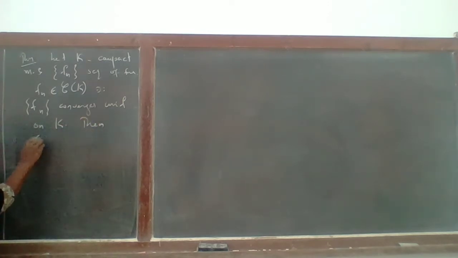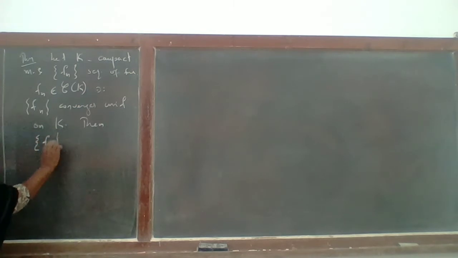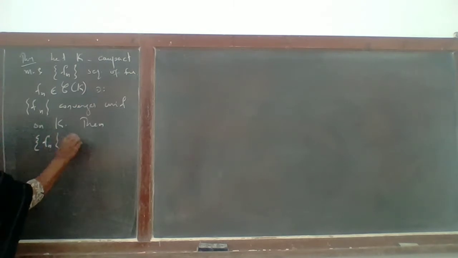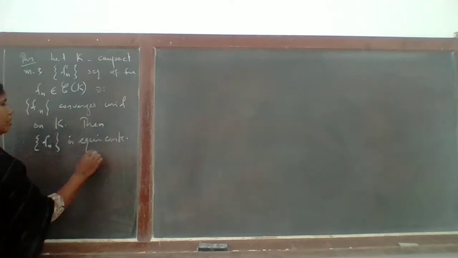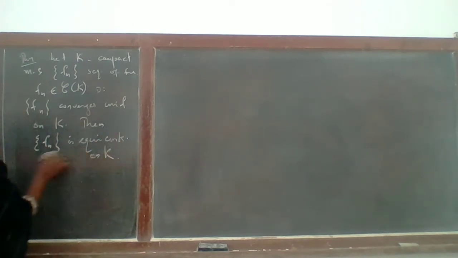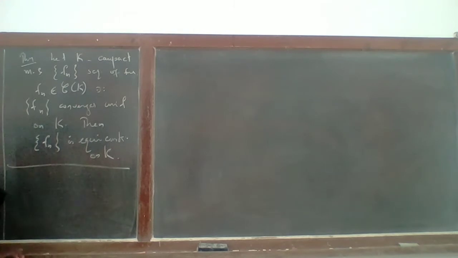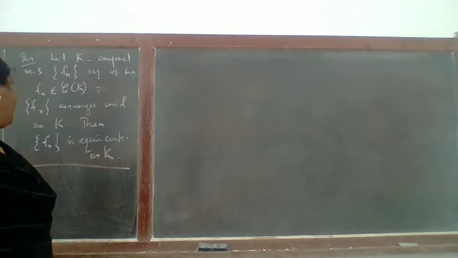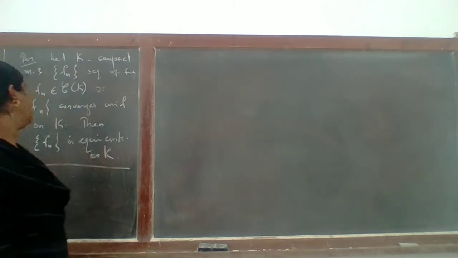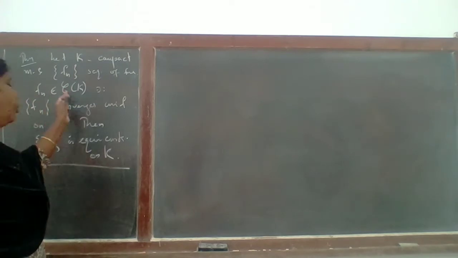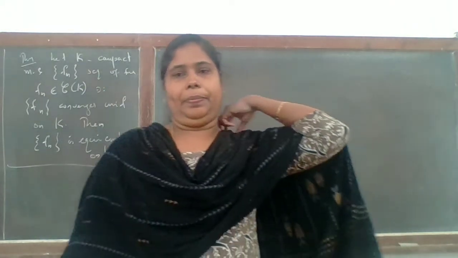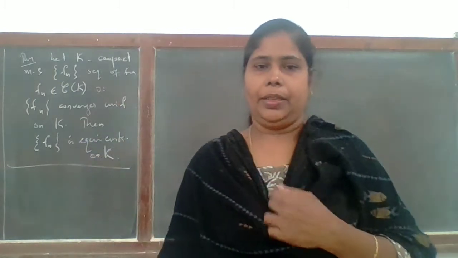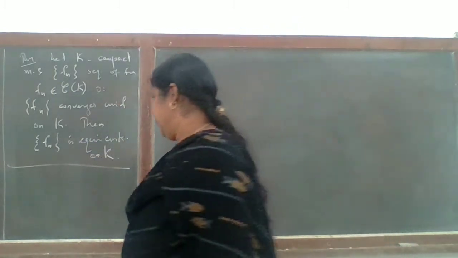This sequence is a collection of functions. This sequence is equicontinuous on K. This is the first result in this regard: a uniformly convergent sequence of continuous bounded functions on a compact set is equicontinuous. Okay, so that is the first result.